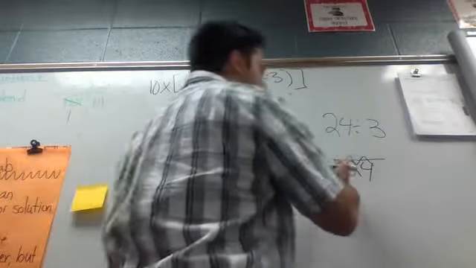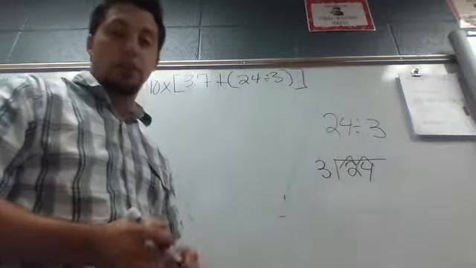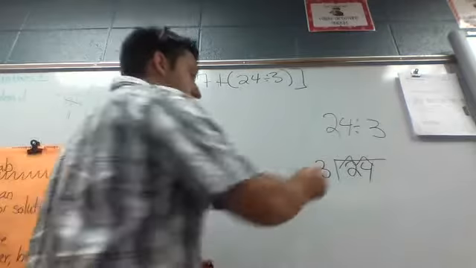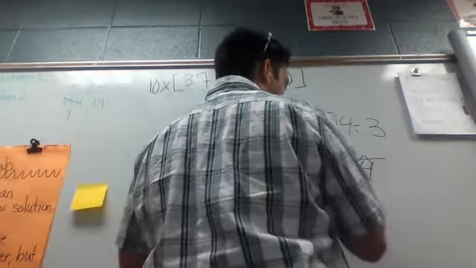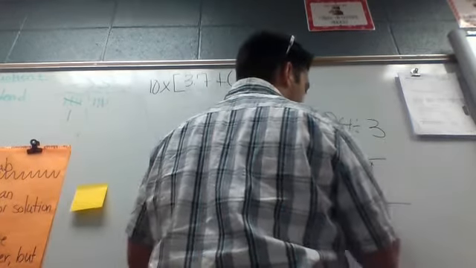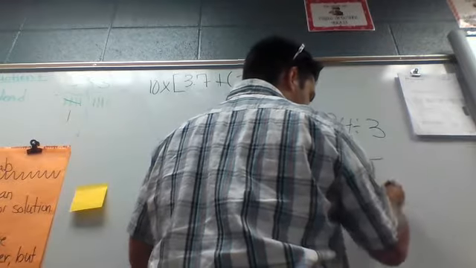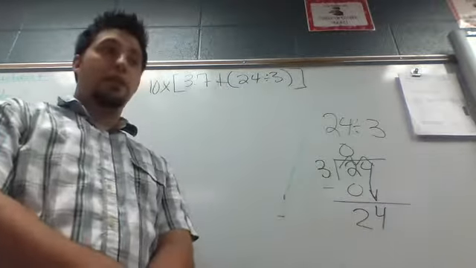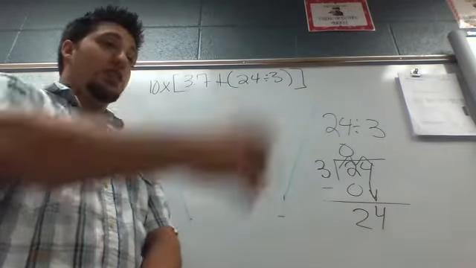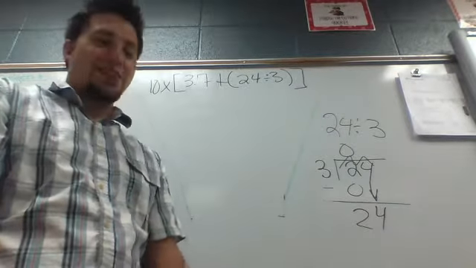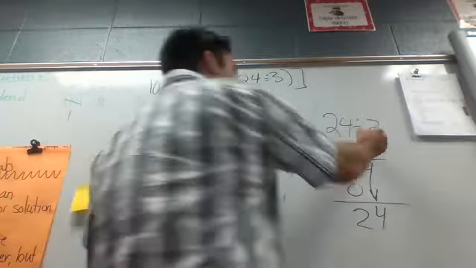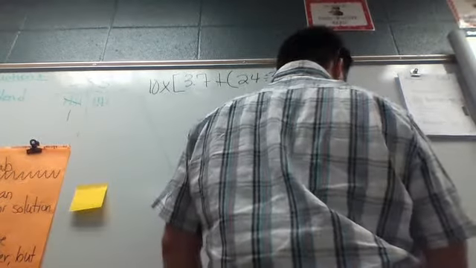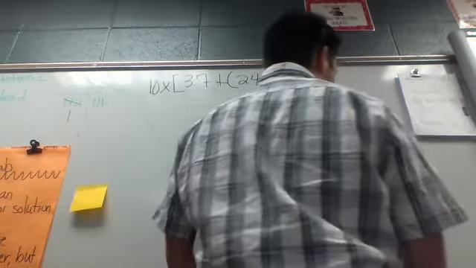So if I have 2 blocks, how many times can I take 3 out of 2? 0 times. Done. All right, 0 times 3 is 0. Subtract that. Bring my 2 down. Bring down my 4. Now, how many times can I get 3 out of 24? Who can tell me? Raise your hand. Trying to be discreet here. 8. 8 times 3 is 24. 24 subtract 24 is 0.